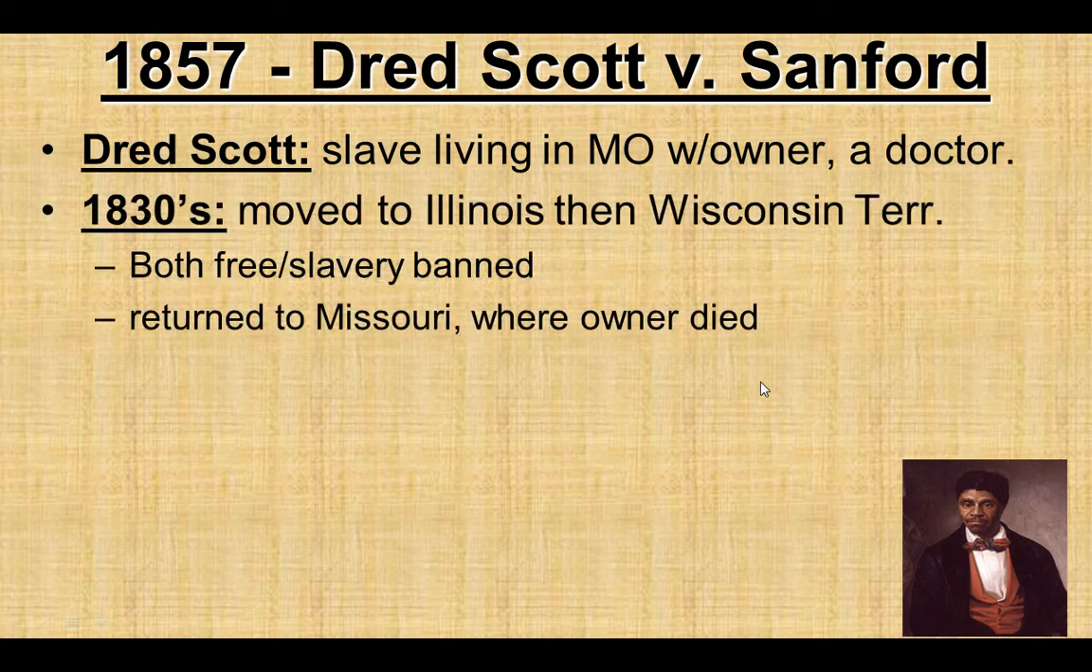1857, the Dred Scott versus Sanford case comes around. Dred Scott, if you remember from your civics class, was a slave living in Missouri with his owner, who was a doctor in the military. He actually even traveled into Wisconsin Territory, which is partly Minnesota today, I have to add, and basically was traveling around in some free states that banned slavery.